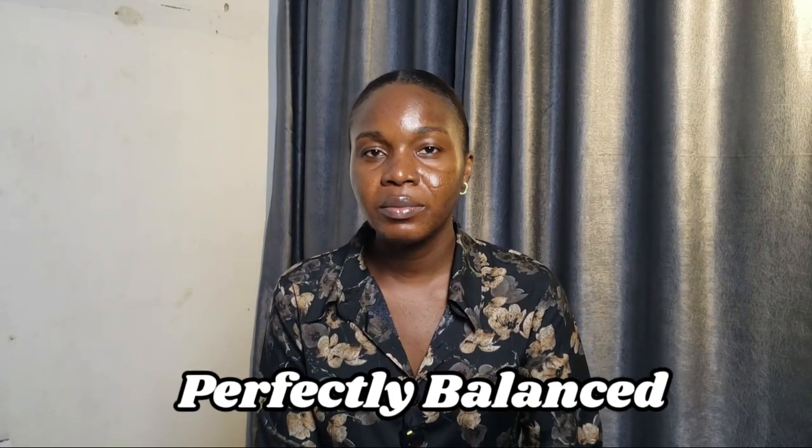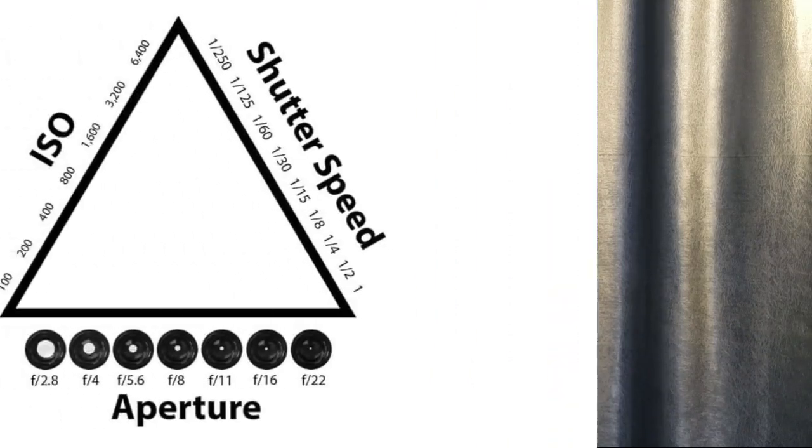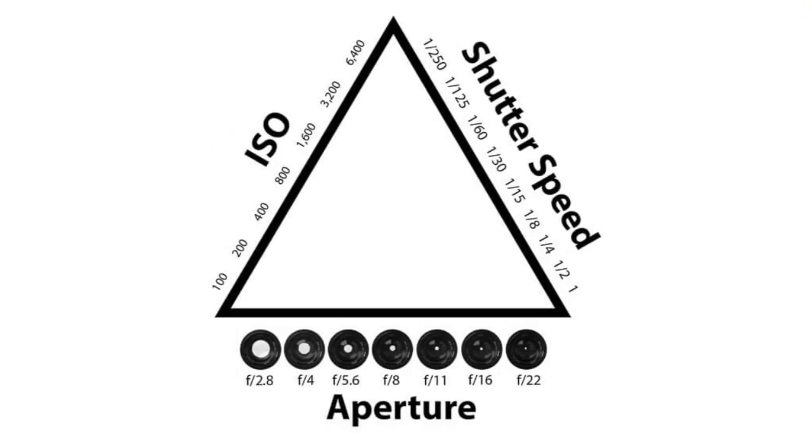Every photograph you've ever taken, whether too bright, too dark, or perfectly balanced, happens because of three simple settings: ISO, aperture, and shutter speed. Together, they form what photographers call the exposure triangle.